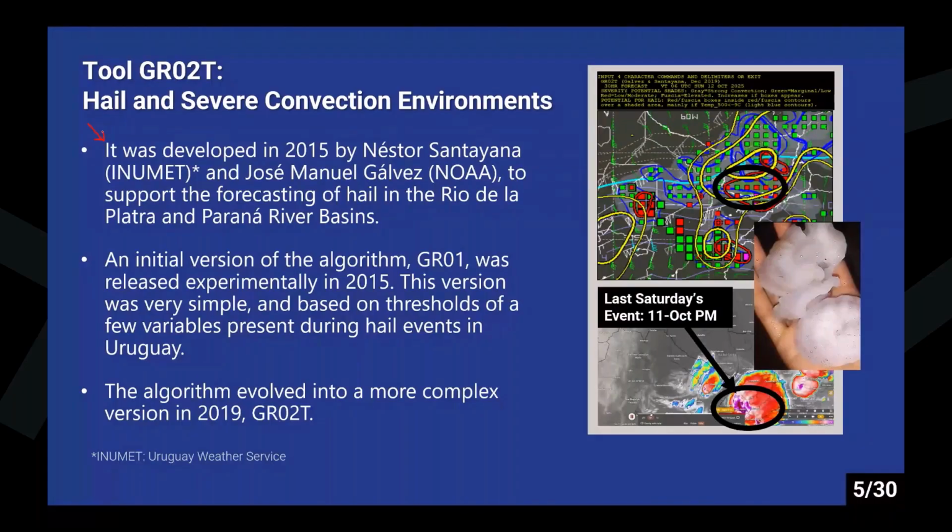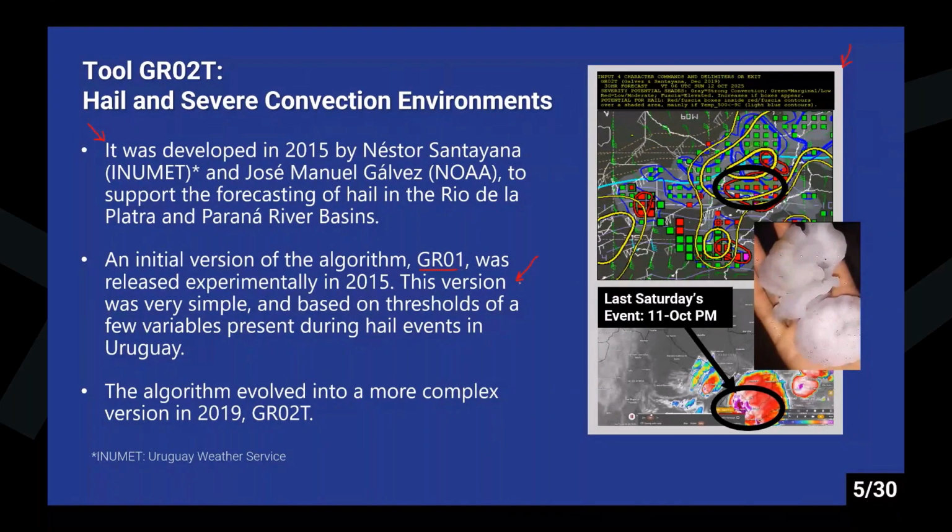So we started merging his information, whatever he had worked on, all the data he had noted whenever there were hail events in Uruguay, and we used the software WinGrids, and then we developed this algorithm. The first version of the algorithm was GR01, or Granizo version 1. GR stands for Granizo, or hail in Spanish. This was released in 2015. This version was very, very simple. It only looked at 3 parameters, but it was useful.